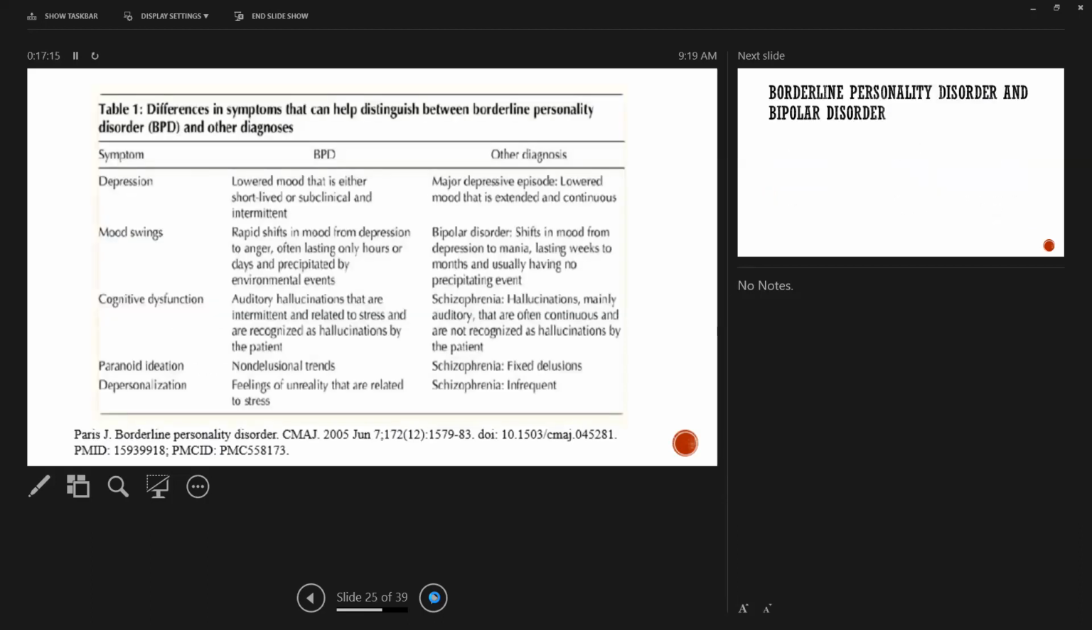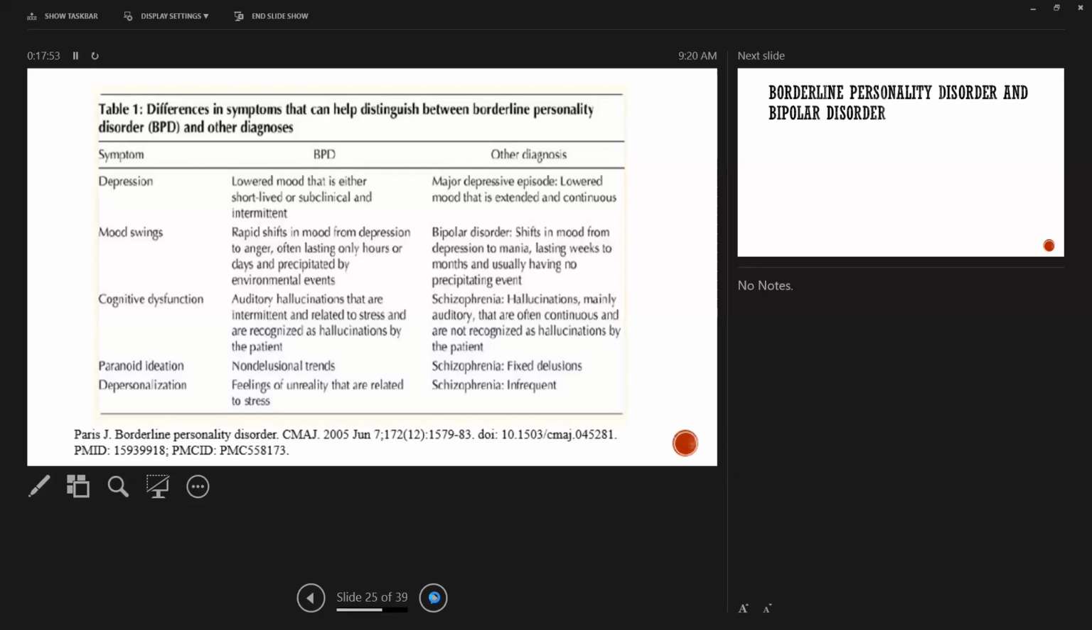Now, this table shows the differences in symptoms which can help to distinguish between borderline personality and other diagnoses. Now, depression, if it is found, we can differentiate it from major depressive episode, because in major depressive episode, the lowered mood will be extended and continuous. While in borderline personality, it is usually short-lived or subclinical. Now, we will discuss later how to differentiate between borderline personality and bipolar disorder. And we have already discussed how to differentiate between borderline personality and schizophrenia.